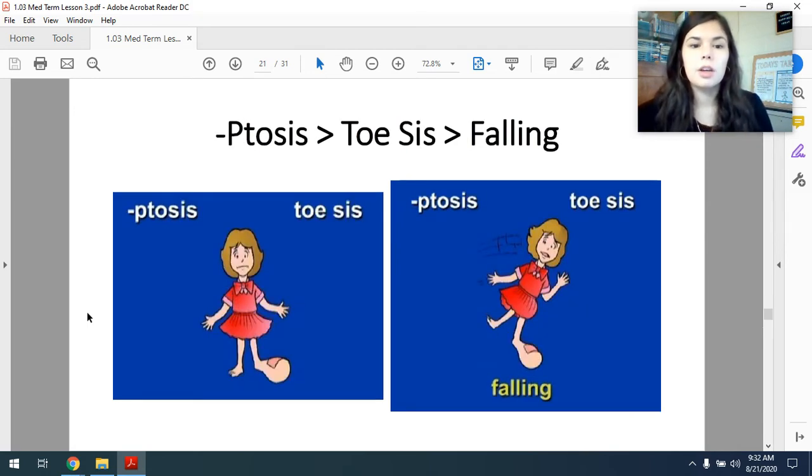Ptosis. We have this sister with a really large toe, ptosis, toe-sis, and because her toe is so large, she's falling over. Ptosis, falling.